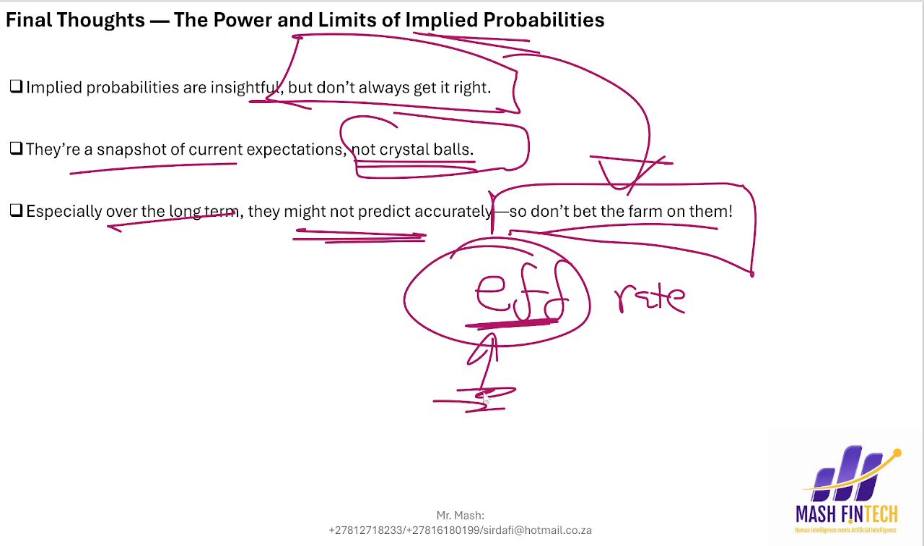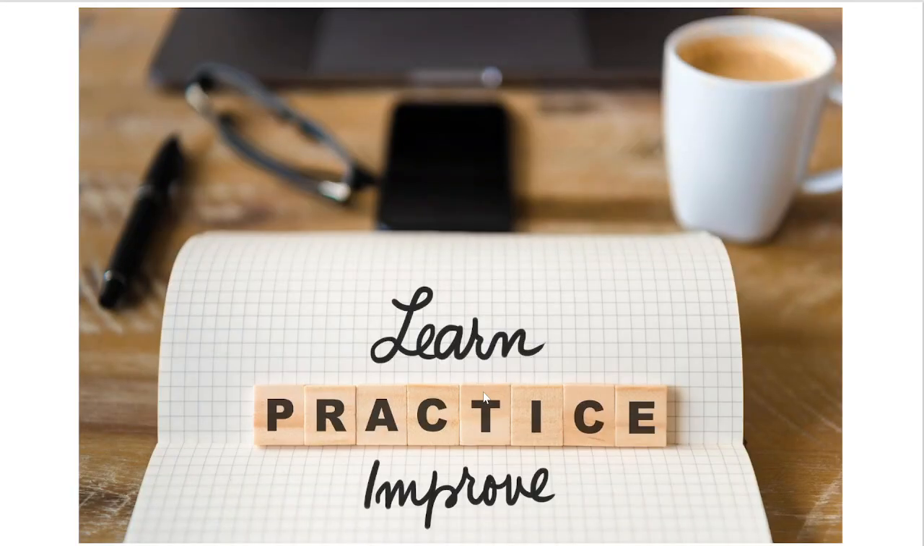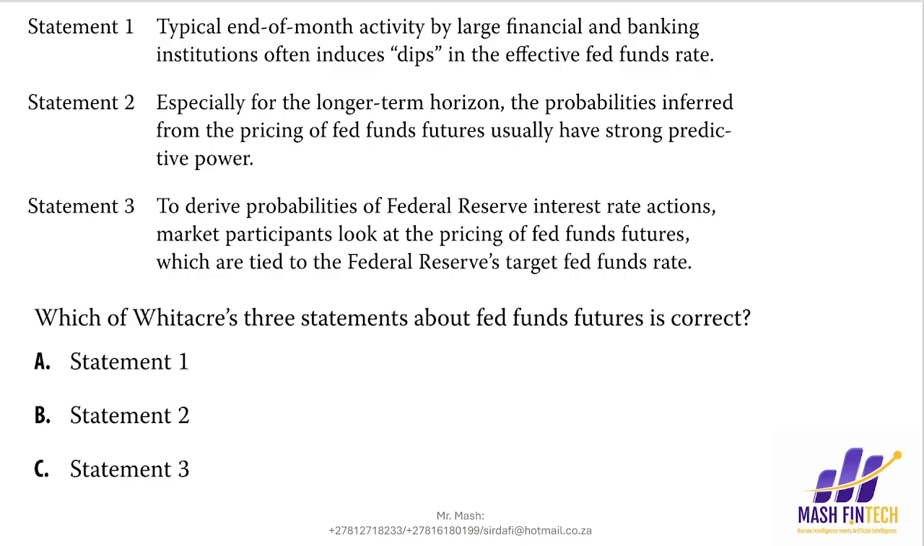Okay, anyway, let's look at some exercises to wrap this up. I said this is going to be a short session. I hope, chances are I went more than 10 minutes, but learn, practice, improve. Let's do this. We're going to read through three statements by Whitakers and see which of these statements is correct. Statement number one: typical end-of-month activity by large financial banking institutions often induces a dip.